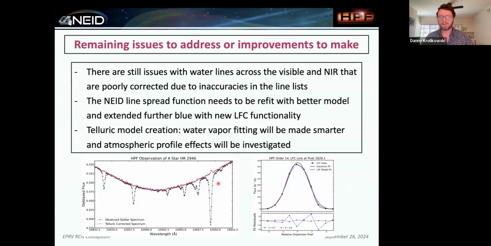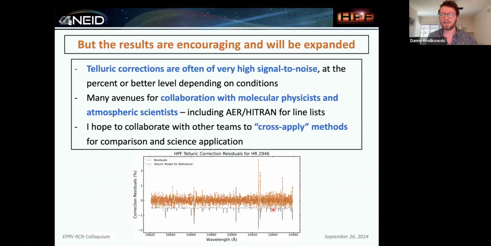So just to wrap up, there are still lingering issues that need to be addressed. The water lines and the line lists are not completely accurate across the visible to near infrared, causing some poor corrections, like I showed here. The NEID line spread function is pretty good, but needs to be upgraded to match HPF's flexible asymmetric model. And I think that the water vapor fitting of the telluric model can be just a little bit smarter, although it's doing a pretty good job, particularly with the inaccuracies in the water line list being the driver of issues. But overall, I would say these results are quite encouraging and will be expanded.